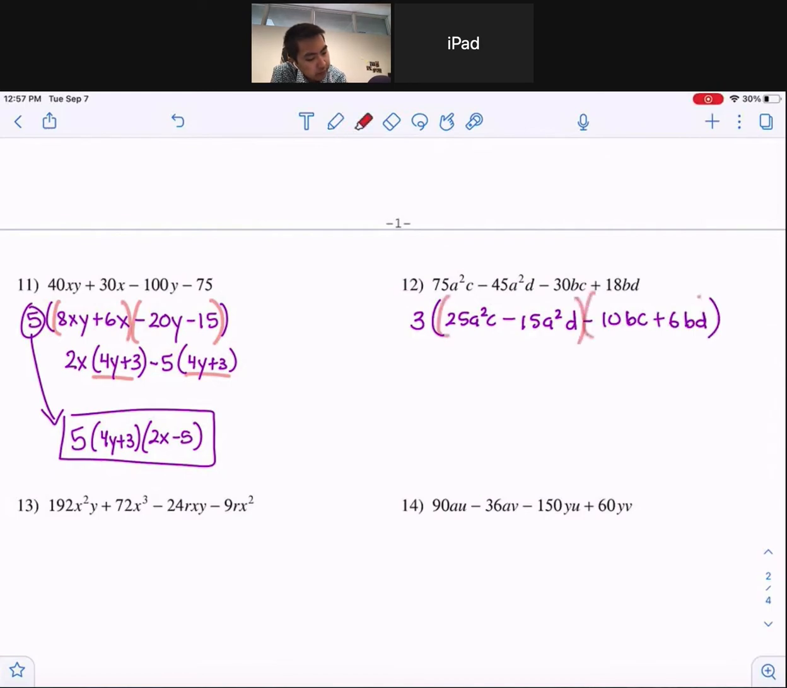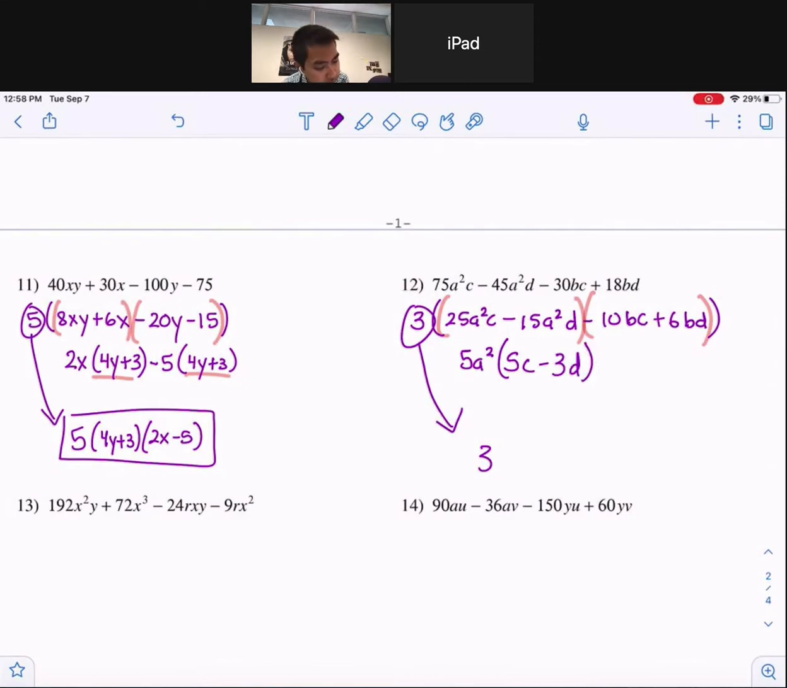So we can group these. We can drop the 3 down. Okay, so from the first grouping, you guys can factor out a 5 from 25 and 15. And you guys can factor out a squared. They both have a squared. 25 divided by 5 is a 5. You took away a squared from this one, so all that's left is just c. Negative 15 divided by 5 is negative 3. You took away a squared, and there's the d.